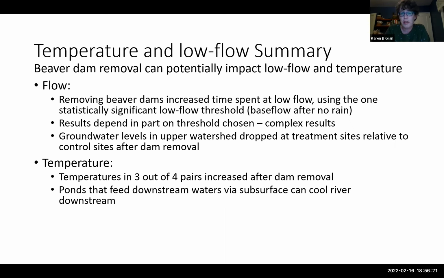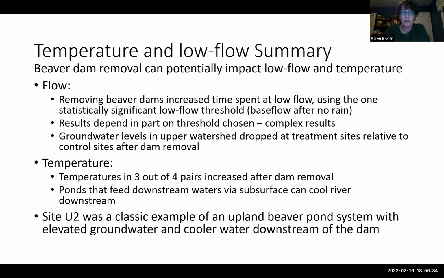For temperature, we saw that in 3 out of 4 pairs, the temperatures increased after removing the dams. And we found that ponds that were feeding downstream waters via the subsurface were able to cool the river downstream. I also want to point out that site U2, that was the one, the 2B, was a classic example of an upland beaver pond system with elevated groundwater and cooler water downstream of the dam.